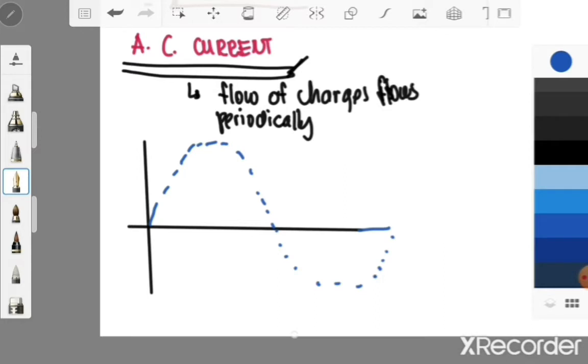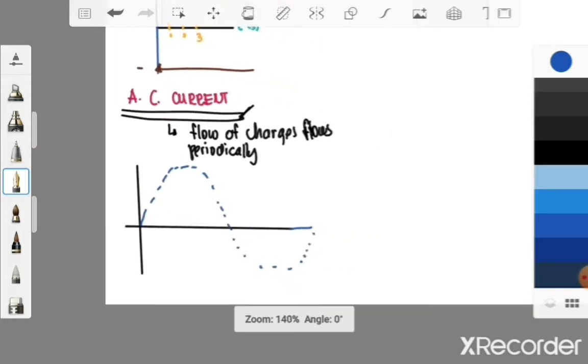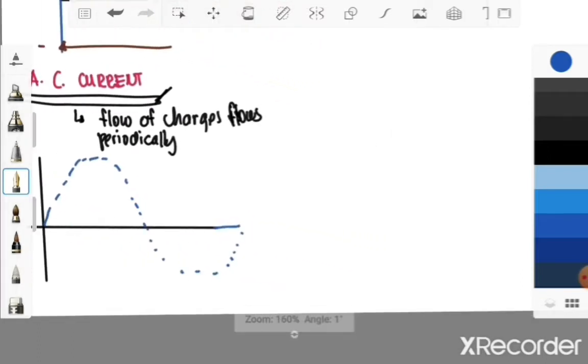This is your AC. AC is used to deliver power to houses, offices, and buildings. And AC can be produced by using a device called an alternator. This device is a special type of electric generator designed to produce alternating current.